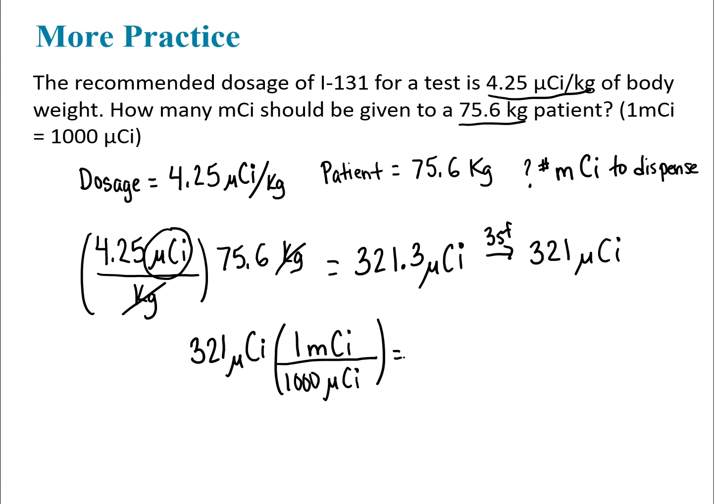So what you do here is divide by 1,000. And you get 0.321 microcuries. So I know a few of you got that answer. How did that feel? Good? Feel like you could do that type of problem on your own?